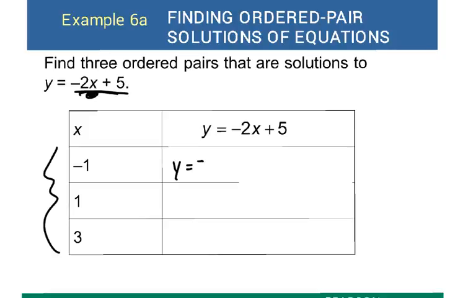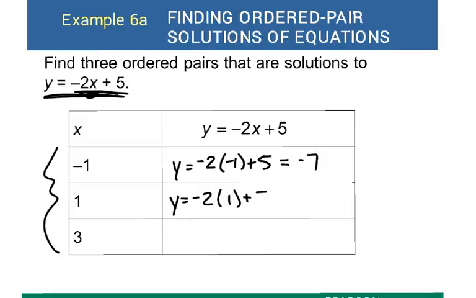So y is equal to -2 times (-1) plus 5, which equals 7. So for our x value that is -1, our y value is 7 for this equation that we have up here, our function. Okay, do the same thing for the next one. Plug in x of 1 and solve. There we go.